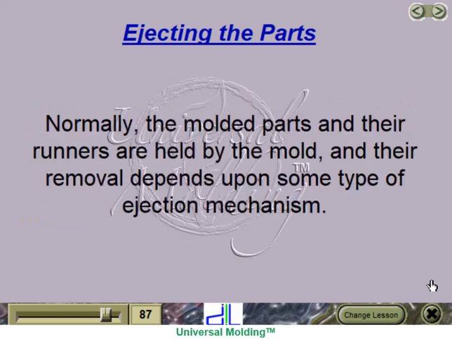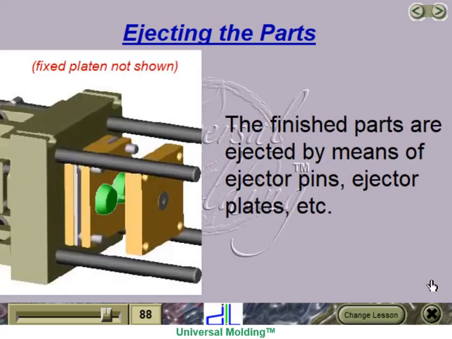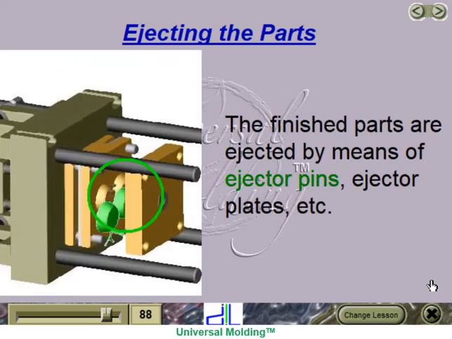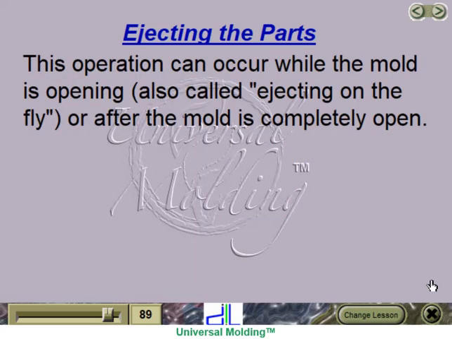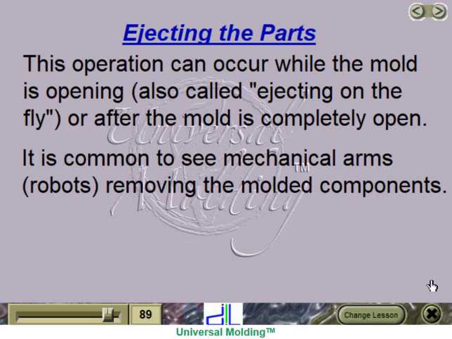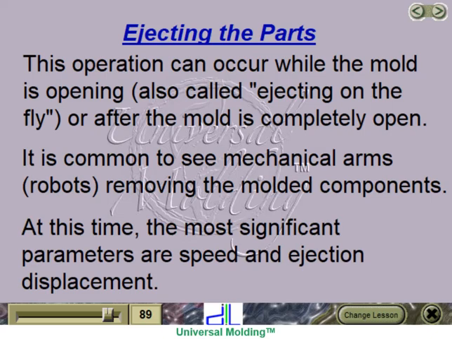Ejecting the parts. Normally, the molded parts and their runners are held by the mold, and their removal depends upon some type of ejection mechanism. The finished parts are ejected by means of ejector pins, ejector plates, etc. This operation can occur while the mold is opening, also called ejecting on the fly, or after the mold is completely open. It is common to see mechanical arms or robots removing the molded components. At this time, the most significant parameters are speed and ejection displacement.